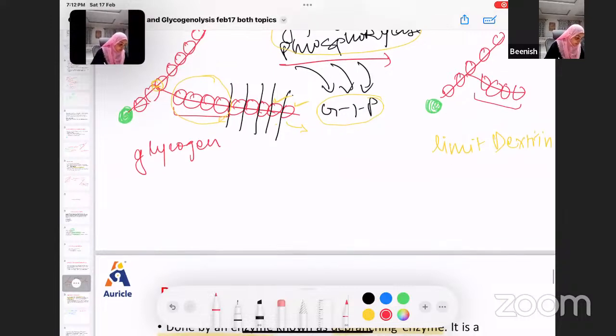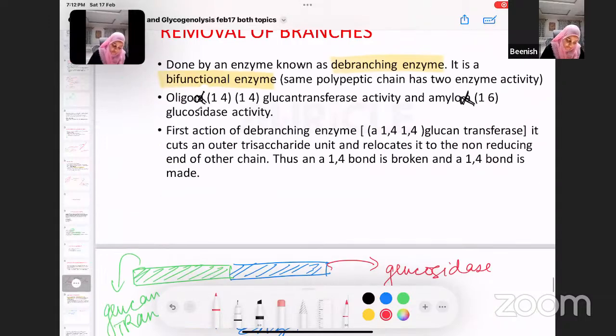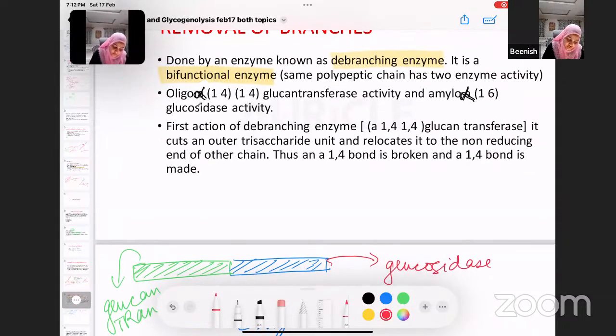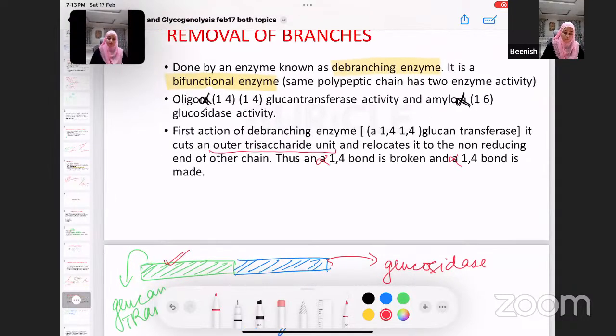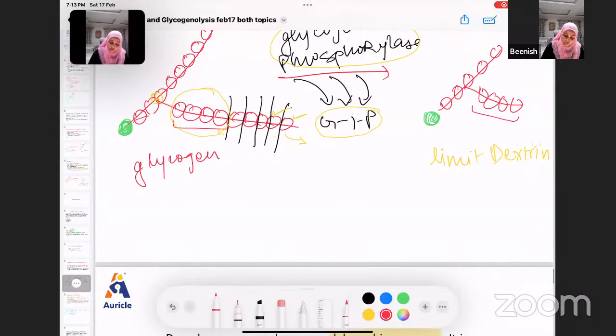How does it work? First you will have the glucan transferase activity. The first action of the debranching enzyme is that alpha 1,4 glucan transferase will be active. It cuts an outer trisaccharide unit and relocates it to the non-reducing end of the other chain. Thus, an alpha 1,4 bond is broken and an alpha 1,4 bond is made.